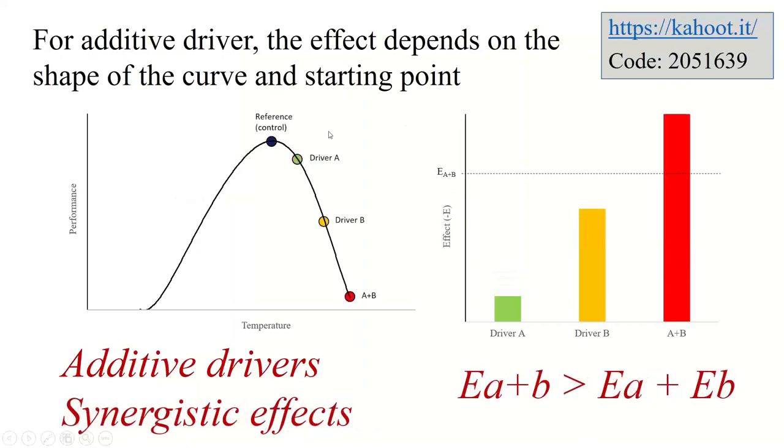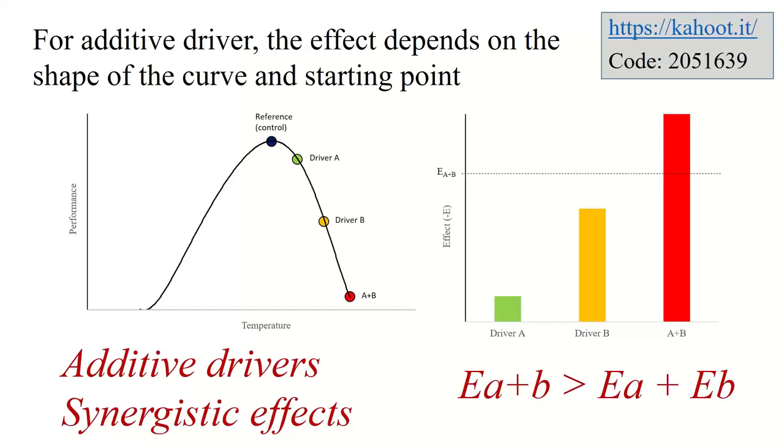And then you can have the case where you're much higher on the curve. If you increase by 2 degrees, you have an effect. If you increase by 4 degrees, you have another effect. And if you combine, you have another effect. And actually in that case, the effect is even worse than the mathematical addition of the effects. So in that case, we have what is called a synergistic effect, where it's more than the mathematical addition.